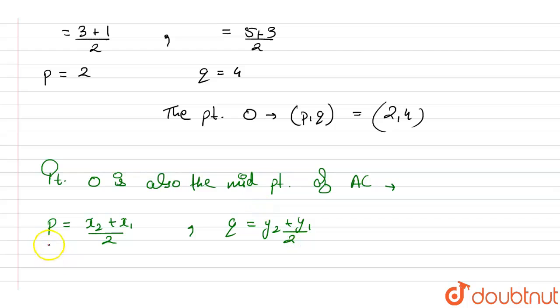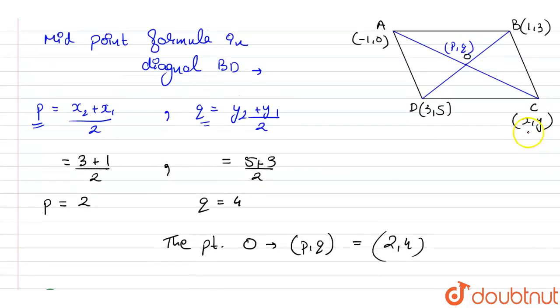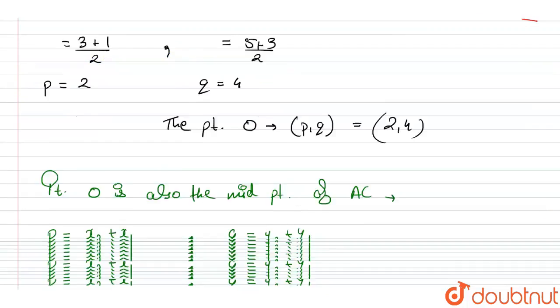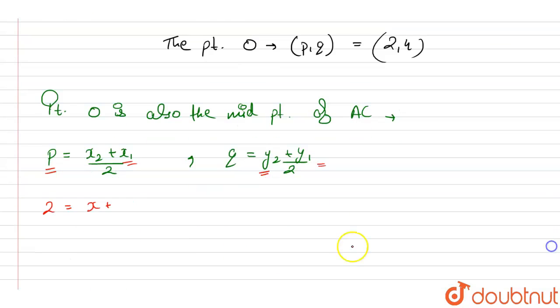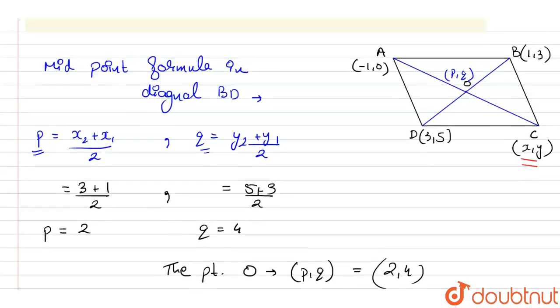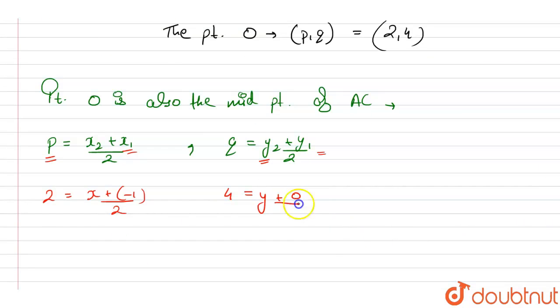Now we have found the values of P and Q, so if we put in the values of P and Q and x1 and y1, we'll get the coordinates x2 and y2. The value of P is 2, so this will be equal to x plus x1, which is -1, divided by 2, comma, the value of Q is 4 and the value of y2 is y plus the value of y1, which is 0. So this will be y plus 0 divided by 2.